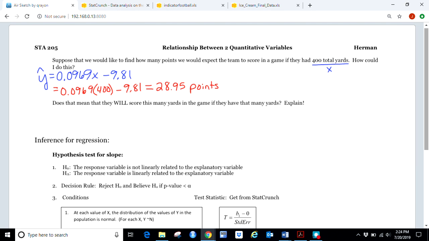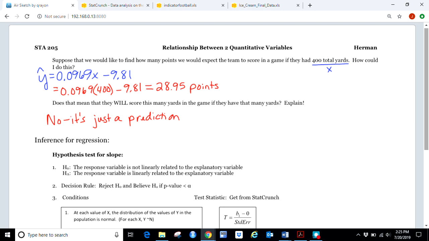As a follow-up, does that mean that they will score this many points if they have that many yards? It's not a guarantee, right? It's just a prediction. They could score that many, but again, it's just a prediction. That's why it's a y hat value, because it's a prediction.